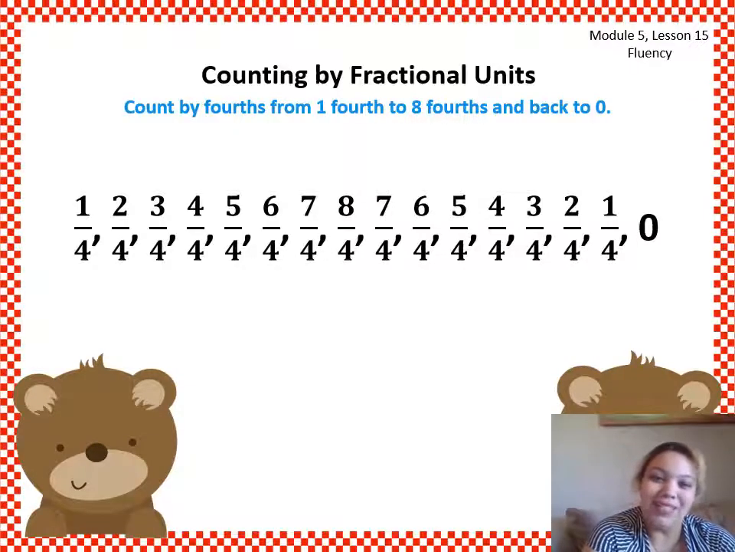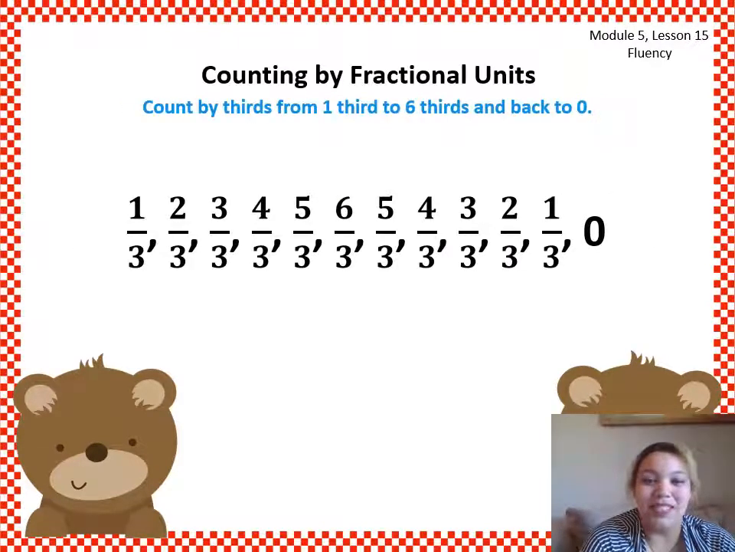For a warm-up today, we are going to be counting by fourths all the way to 8/4 and back to 0. Ready? Go ahead and count with me. 1/4, 2/4, 3/4, 4/4, which is the same as 1 whole. 5/4, 6/4, 7/4, 8/4, which is the same as 2 wholes. Now we're going to go backwards to 0. 7/4, 6/4, 5/4, 4/4. There's that 1 whole again. 3/4, 2/4, 1/4, 0. Awesome job.